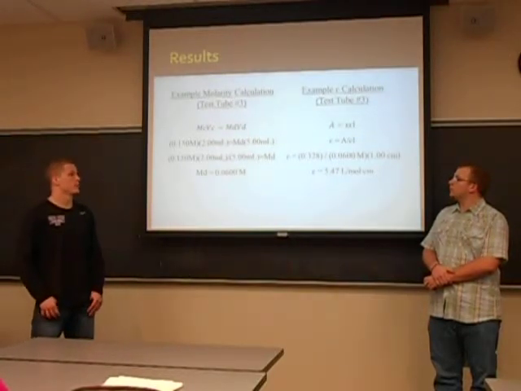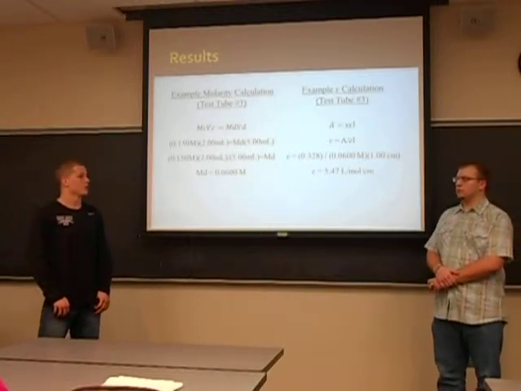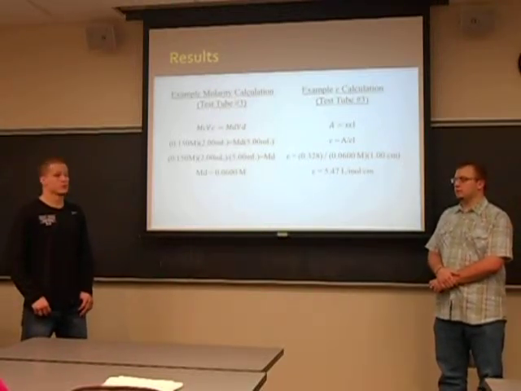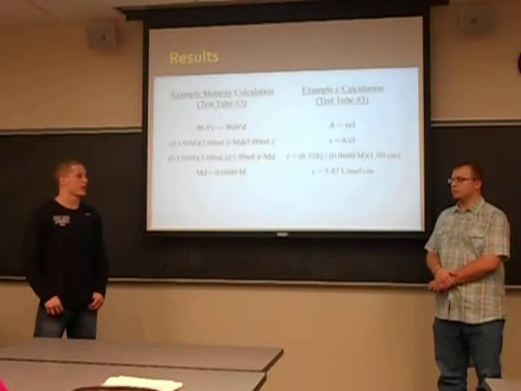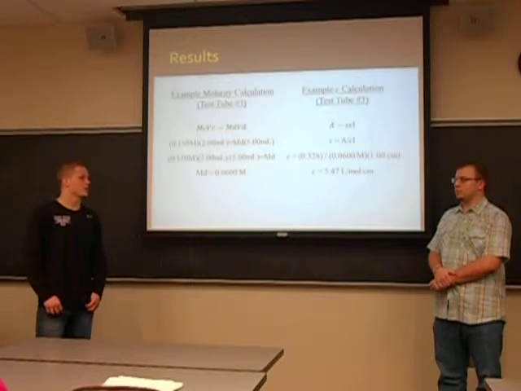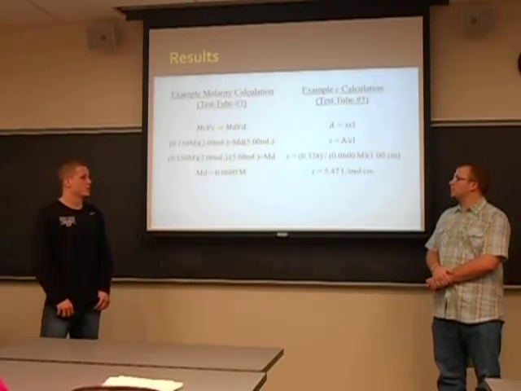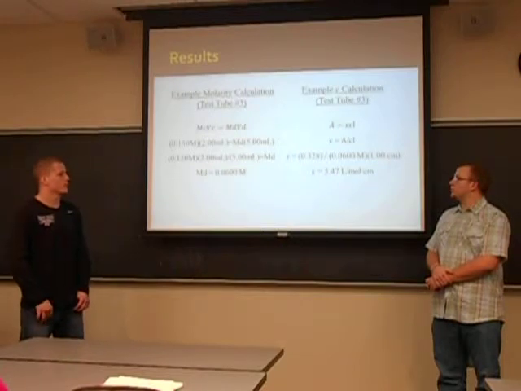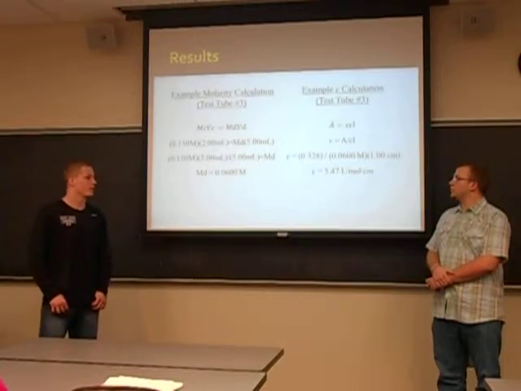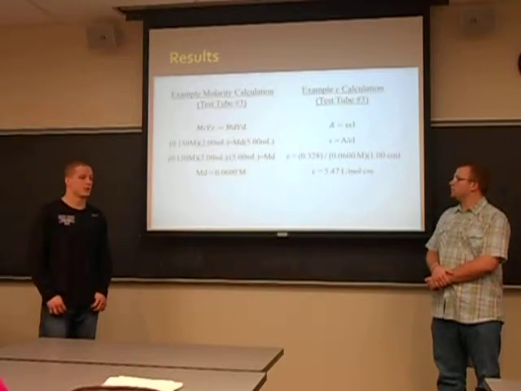And on the right, we have an example epsilon calculation for test tube number 3. The original equation is absorbance equals epsilon times concentration times path length. And we rearrange that equation to make it epsilon equals absorbance divided by concentration times path length. And just plugging in our information, we got epsilon equal 5.47 liters divided by molarity per centimeter.